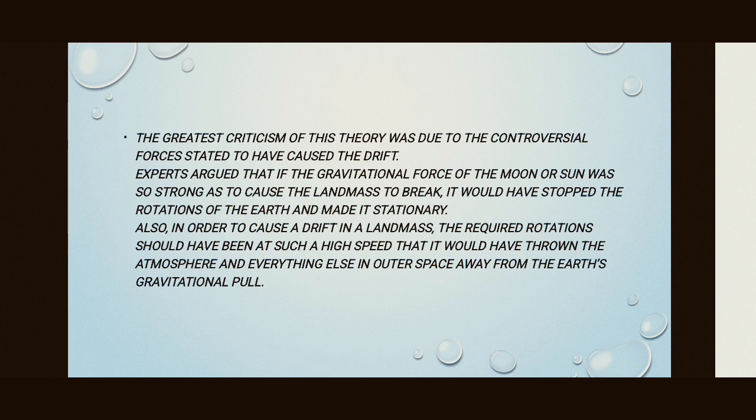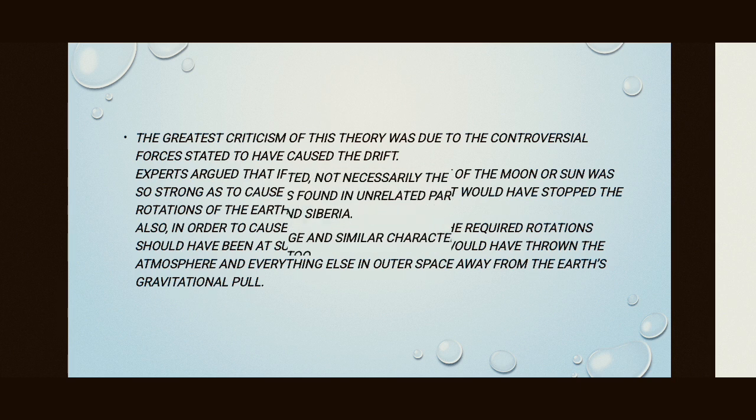But the greatest criticism, the most significant hurdle for Wegener's theory, revolved around those very forces he proposed for the drift. Experts argued that if the gravitational pull of the moon or sun were strong enough to break apart the land masses, it would have been powerful enough to stop Earth's rotation entirely. Furthermore, to cause such a drift, the rotational speed required would be so extreme that it would literally fling the atmosphere and everything else into outer space, far beyond Earth's gravitational pull. Clearly, these forces just didn't add up.